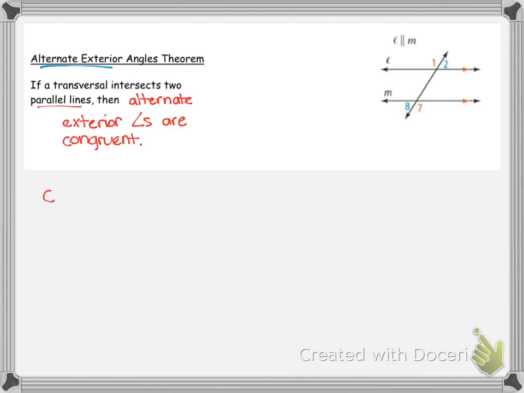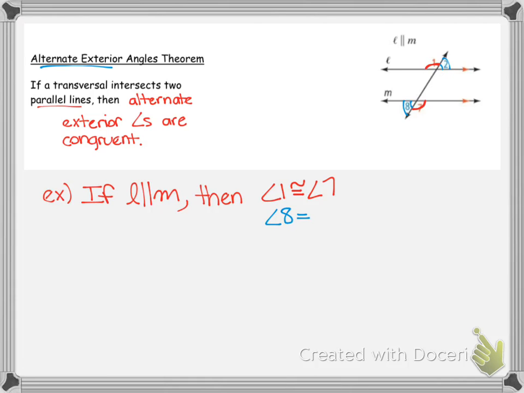So for example, if L is parallel to M in our picture, then I know that both of my pairings of alternate exterior angles are congruent. So 1 is alternate exterior with 7. So I know that angle 1 is congruent to angle 7. And then I know that 8 is alternate exterior with 2. So I know that 8 is congruent to 2.